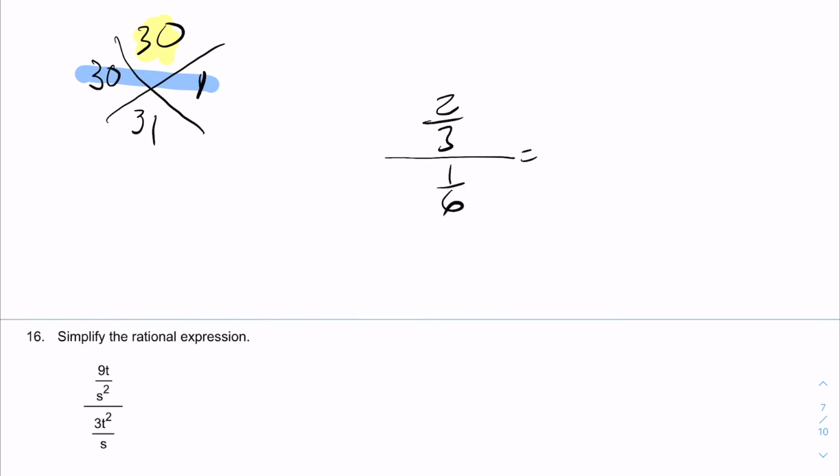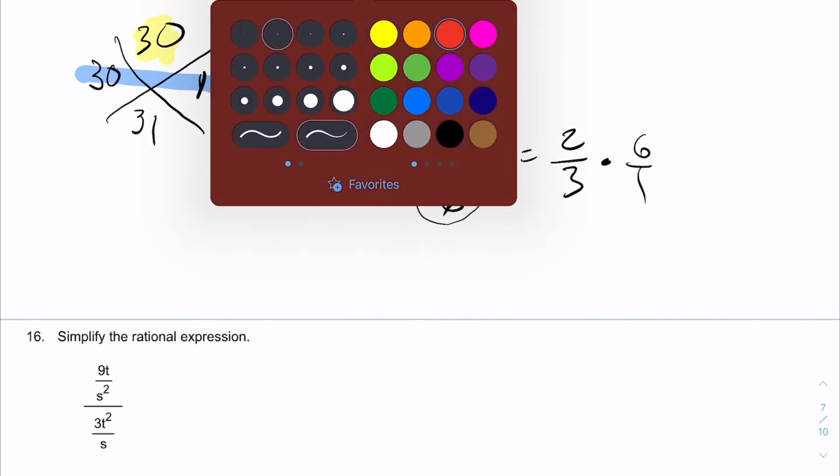How do you do it? Well, you take 2/3 and multiply it by the reciprocal of this denominator, 6/1. And then you reduce if you can reduce. Well, I'm seeing some reducing.